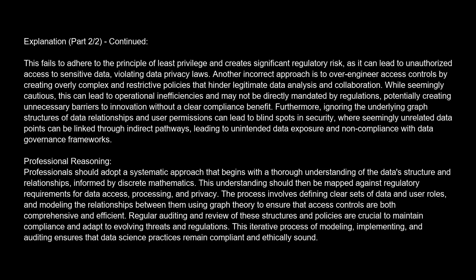Professional reasoning. Professionals should adopt a systematic approach that begins with a thorough understanding of the data's structure and relationships, informed by discrete mathematics. This understanding should then be mapped against regulatory requirements for data access, processing, and privacy. The process involves defining clear sets of data and user roles, and modeling the relationships between them using graph theory to ensure that access controls are both comprehensive and efficient. Regular auditing and review of these structures and policies are crucial to maintain compliance and adapt to evolving threats and regulations. This iterative process of modeling, implementing, and auditing ensures that data science practices remain compliant and ethically sound.